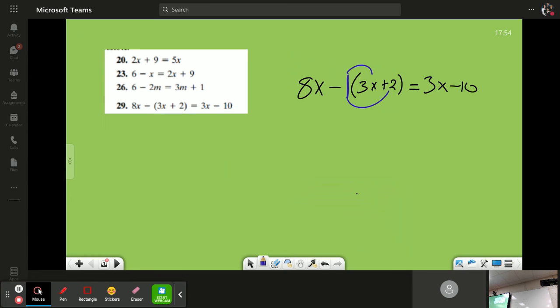So I wink first, I'm going to bring down my 8x. Negative 1 times 3x is minus 3x. Negative 1 times the 2 is a minus 2. Equals 3x minus 10. Okay? Now, just on this side over here, who's my like terms?